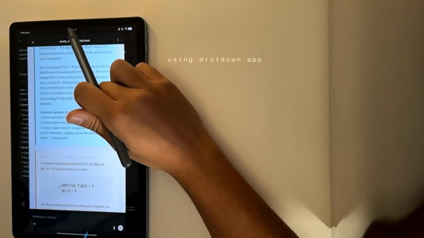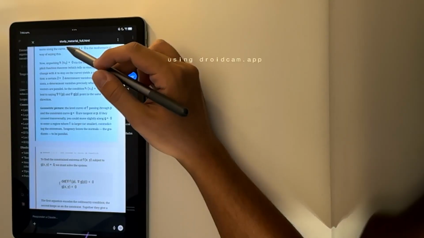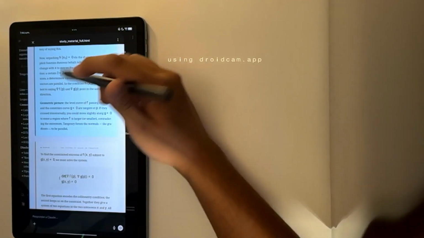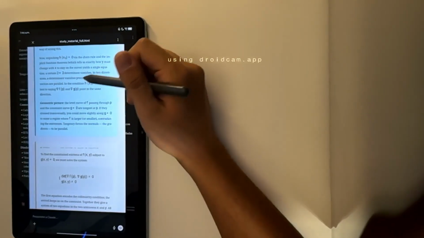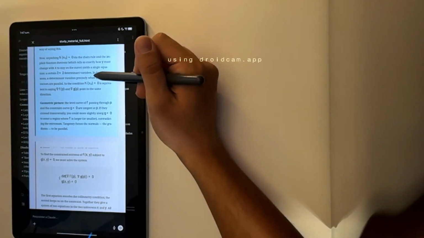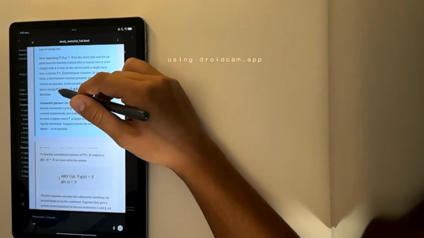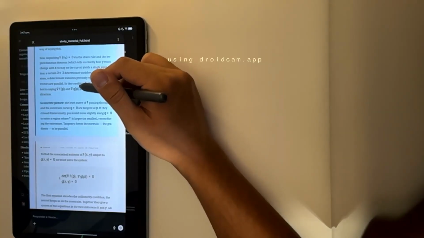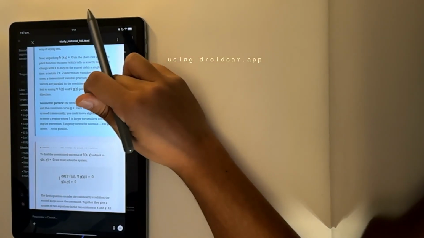In 2 dimensions, a determinant vanishes precisely when the two row vectors are parallel. So the condition h prime of x0 equals 0 is equivalent to saying the gradient of f at P and the gradient of g at P point in the same direction.